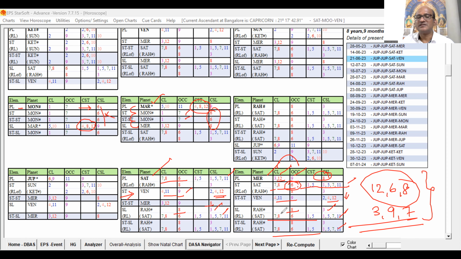You can explain, Sir Pavanji, you can tell how this Moon, Mars, though they are good in signification but not good in the CST, CSL, how Mercury and Moon, Saturn are favorable.